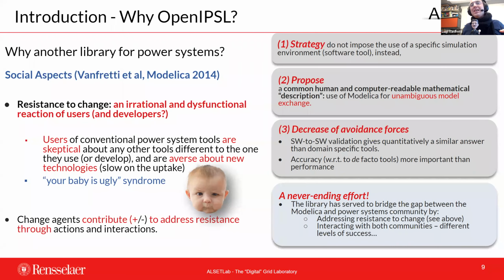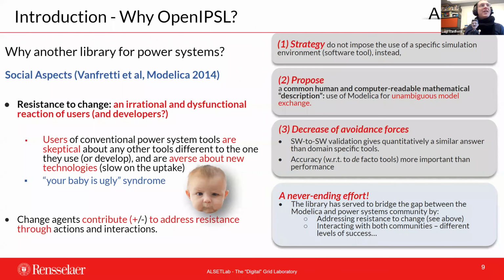Okay. So the only way to address it is to have change agents that will contribute positively to address resistance to change through actions and interactions. So the strategy is that we don't tell you what software tool to use. We tell you, here is the library, here are nine tools for you to choose. Pick the one that you want. The job then is on us to be able to support all of those tools because they might have some problems with our models.